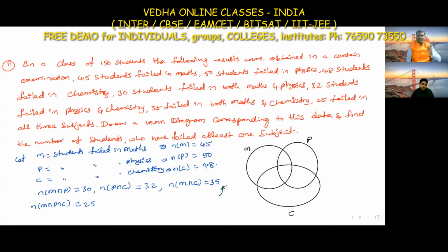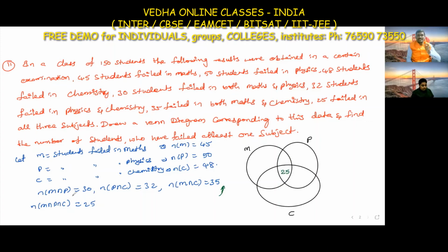We go in reverse. Reverse means whatever we have common in all the three, you take that in the middle. Okay, 25. So this 25 is present in math, physics and chemistry. Take this 25 first.